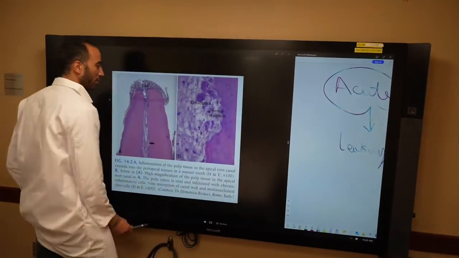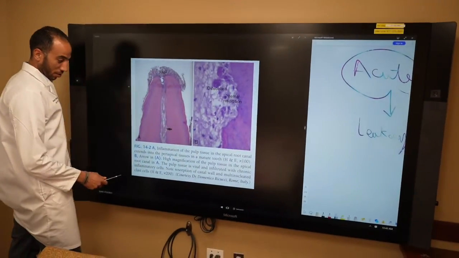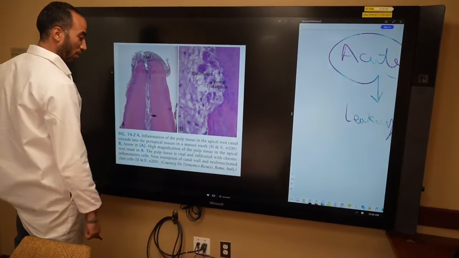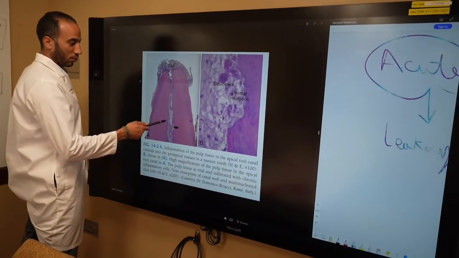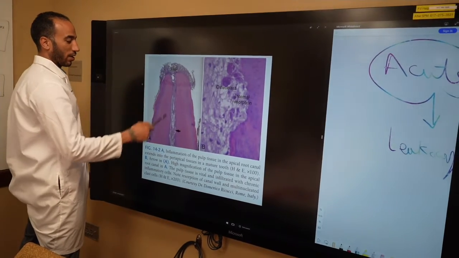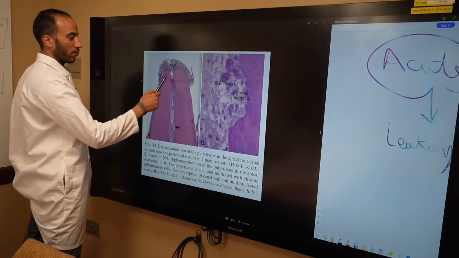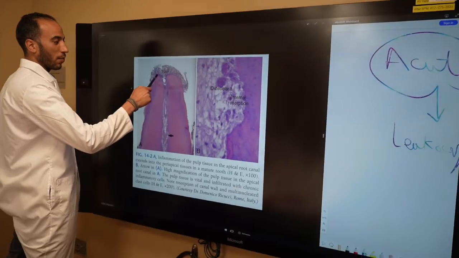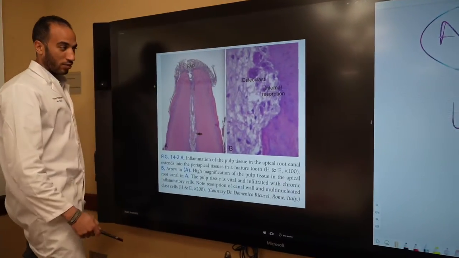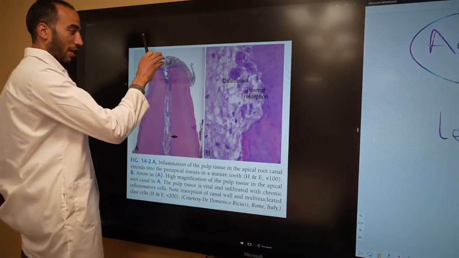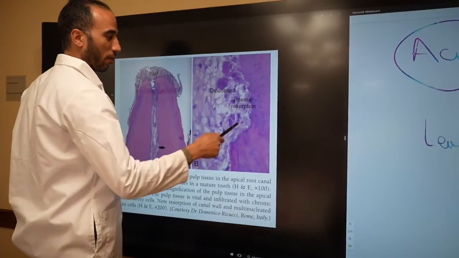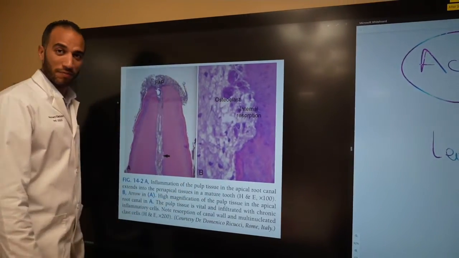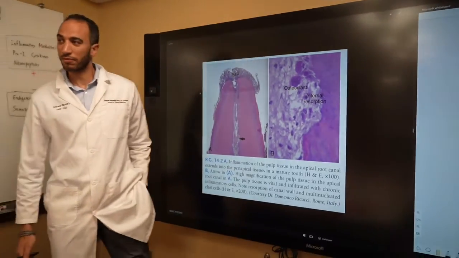And here, we have a very nice picture taken by Dr. Domenico. It shows the pulp part of the tooth with the periapical part of it, and you can see here the spread of infection and the formation of periapical periodontitis right here. And if we zoom out at this part, we can clearly see the osteoclast effect on the bone causing internal resorption.